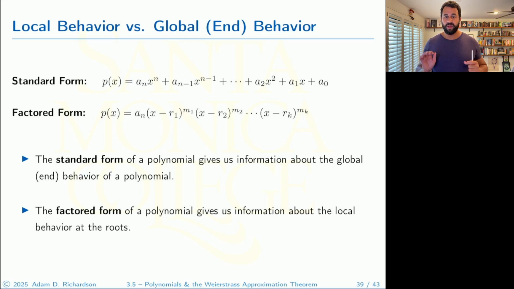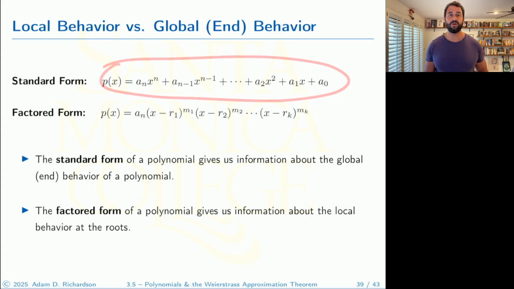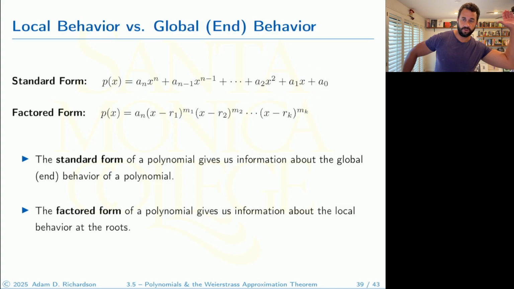Okay, so let's compare these two forms. We've talked about local behavior, and now we've talked about global or end behavior, and the different forms of a polynomial give us information about those things. The standard form immediately tells us about the end behavior because the end behavior of a polynomial is going to be asymptotically equivalent to the dominating term. So when we have the standard form, we can already tell that the polynomial is going to look like this, or this, or this, or this, just at a glance. The factored form is nice if we want to know local behavior. I want to know things like what's happening at all the zeros.